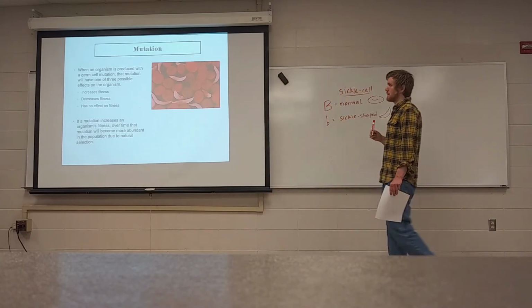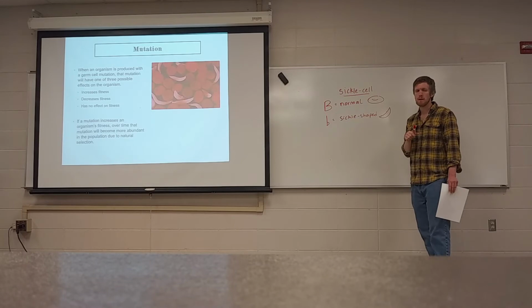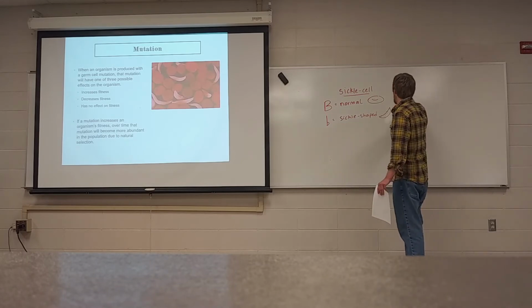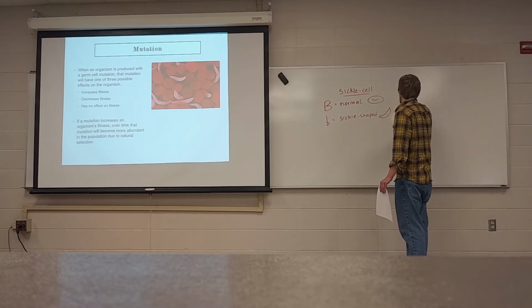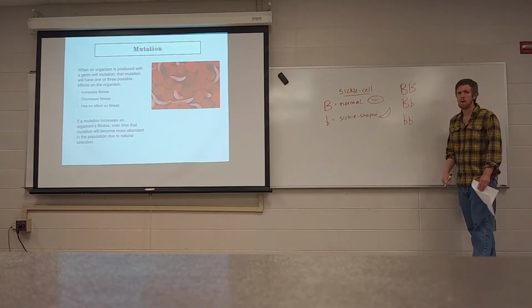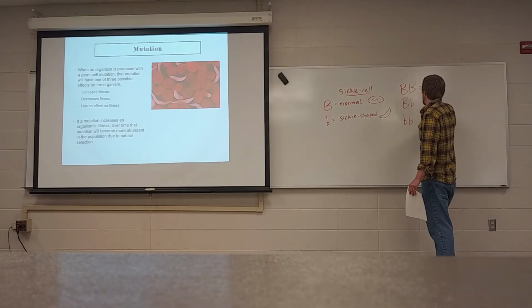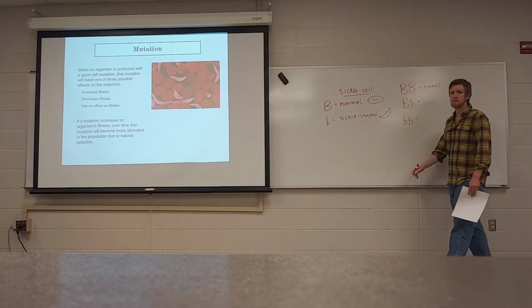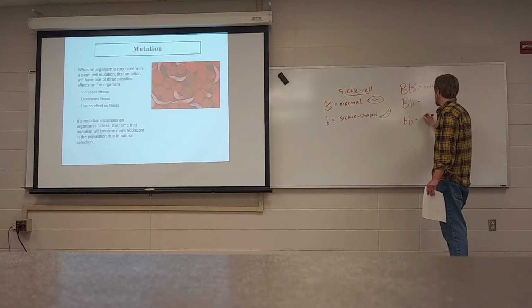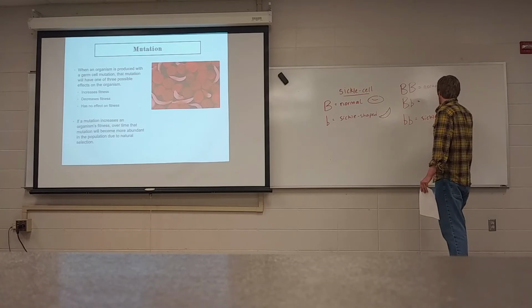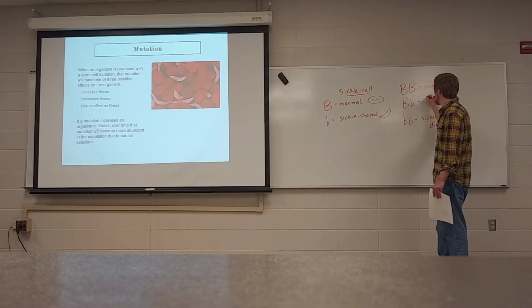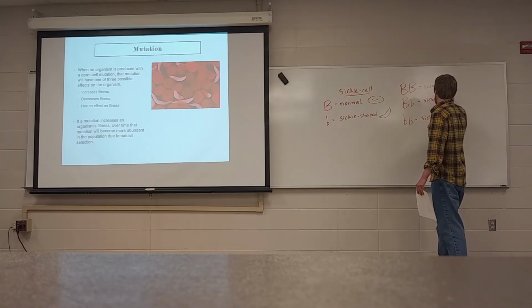If you have two copies of the gene for the shape of your blood cells, that means you can either be two big B's, one of each, or two little b's. Two big B's means you have entirely normal blood cells. Two little b's means that you have sickle cell disease. One of each, sickle cell trait.